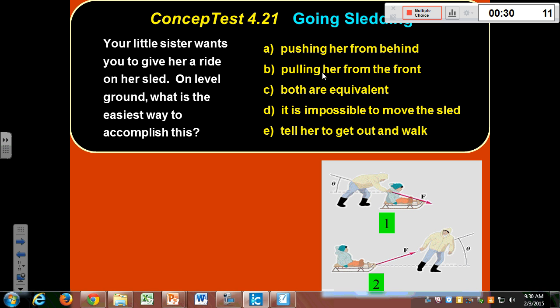E isn't the right answer, by the way. Which of these is the right answer? What's the easiest way to accomplish this? We talked about this a day or two ago. We're doing pretty well. Another 10 seconds, I'll stop.